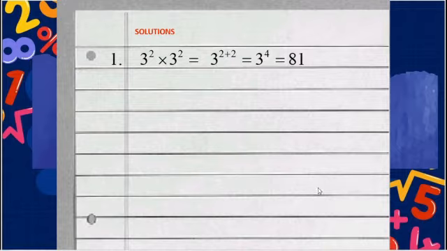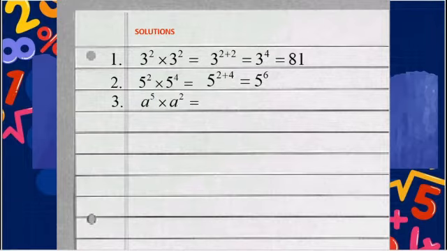The next is 5 squared times 5 to the 4th. Try this one. If your answer is 5 to the 6th power, you are correct. So, in-add lang natin yung 2 and 4 since parehas naman na 5 ang kanilang base. Next, a to the 5th times a squared.